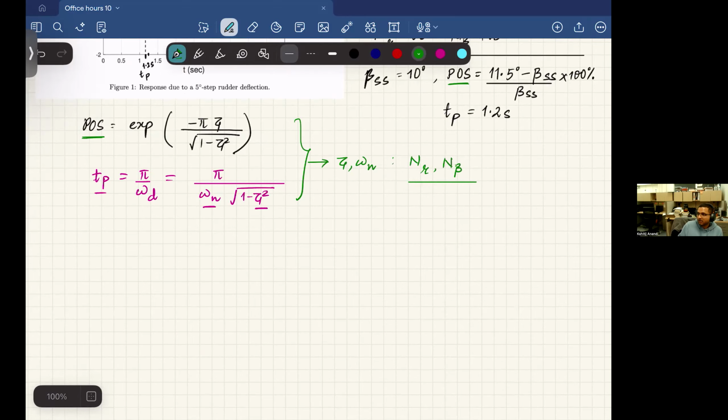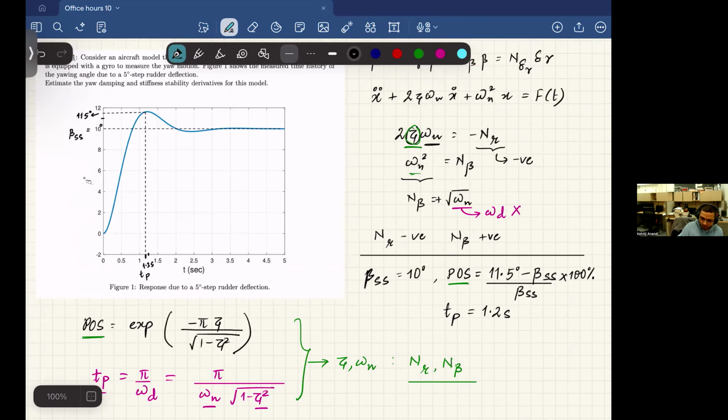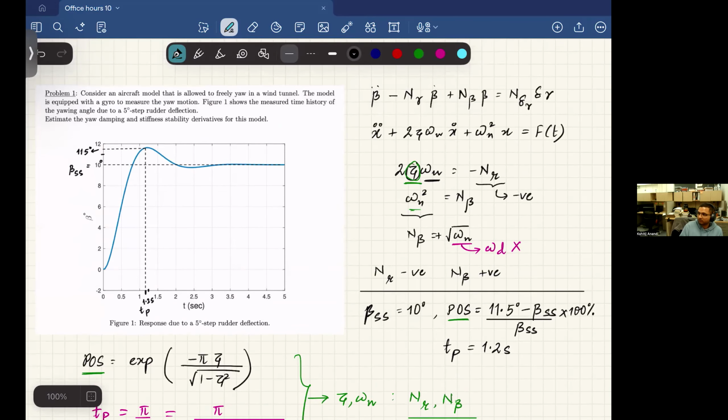Anybody who did not understand how to approach this problem? Okay, I'm gonna take that as a yes. I have a quick question. Could you also do N V instead of N beta? N V. Yes. I don't get the question. Like, how would you do N V when it's not a part of the second order system?